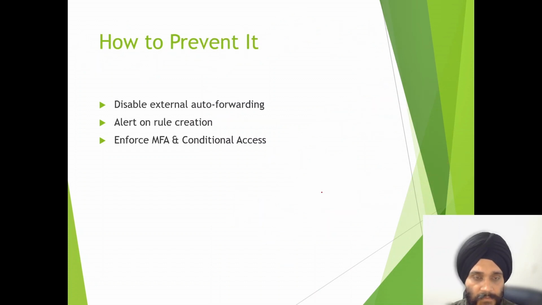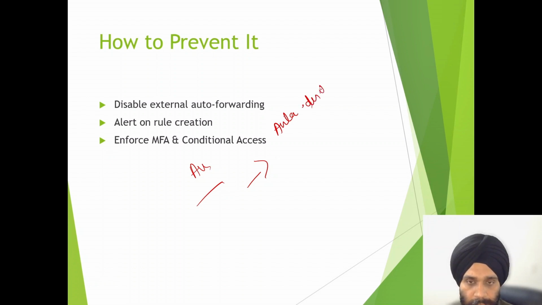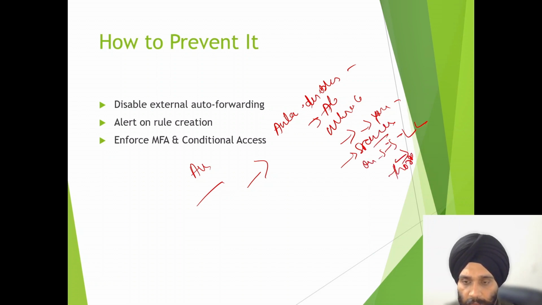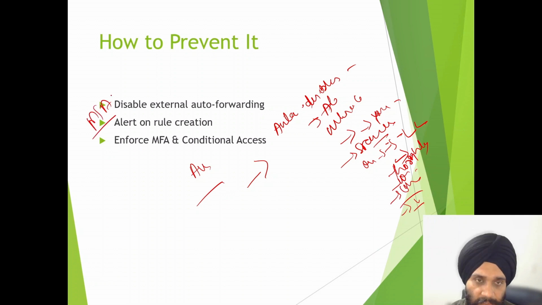So how to prevent it, which I have already discussed. Disable auto forwarding, right? Alert on rule creation. Alert when a new rule is added to your tenant, in anyone's mailbox, you should get an alert. You should immediately review with the owner of the mailbox. Otherwise, thoroughly review the logs, sign-in logs, audit logs, enforce MFA and conditional access, which I've already discussed in my previous slide. Yeah, location-based conditional access policy, geofencing should be enabled, legacy authentication should be disabled.